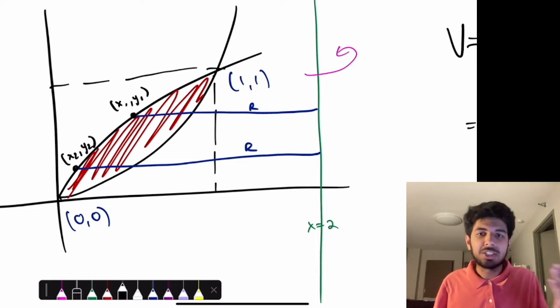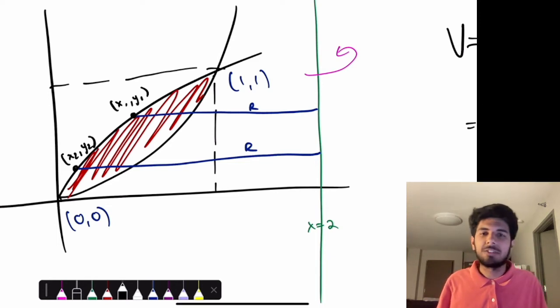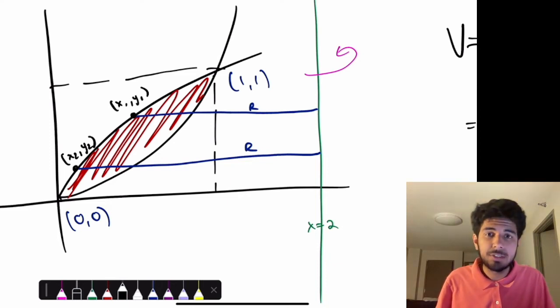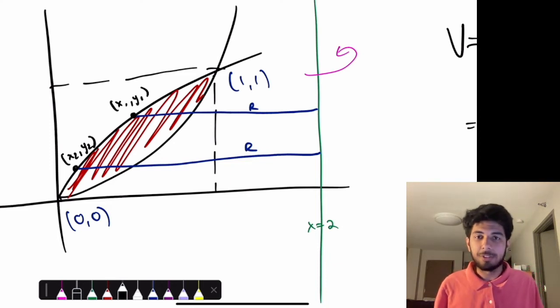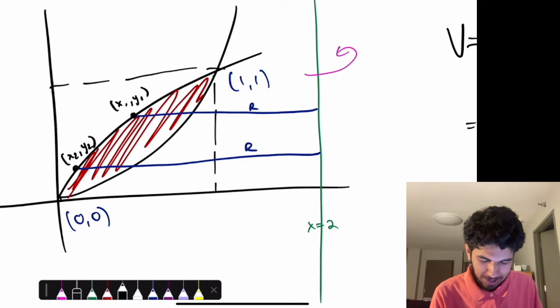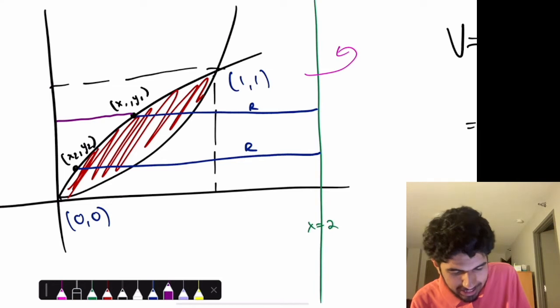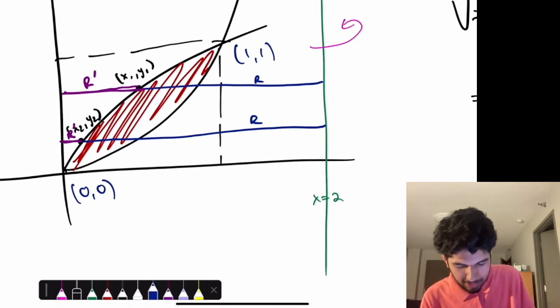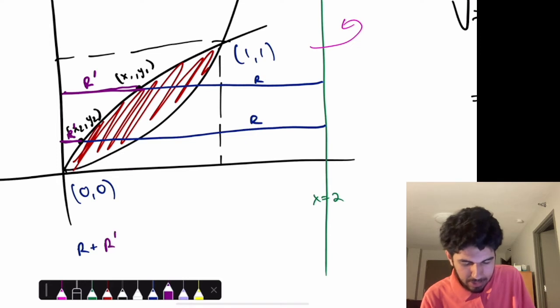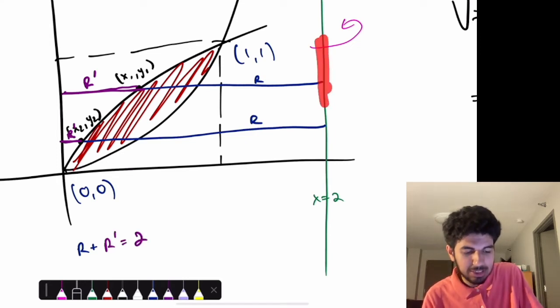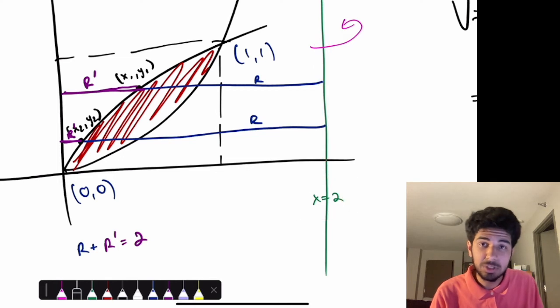And remember, we're thinking in terms of y, so the question you should be asking yourself is, given a value of y, can I find the value of r? And for that, you should be saying, yes, I can. If not, then I'll talk you through it, but it's a similar thing to what we just did, except now it's horizontal. We can add in these lines here. Call this r prime, and this one r prime. And we see that r plus r prime is equal to 2, because it reaches this green line here, which is x equals 2. That's convenient.